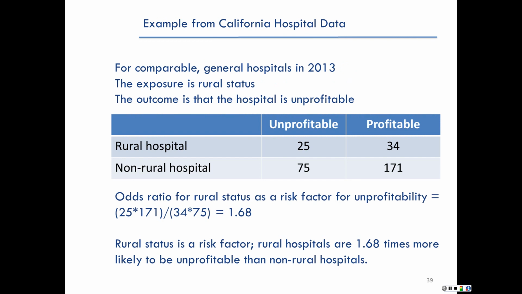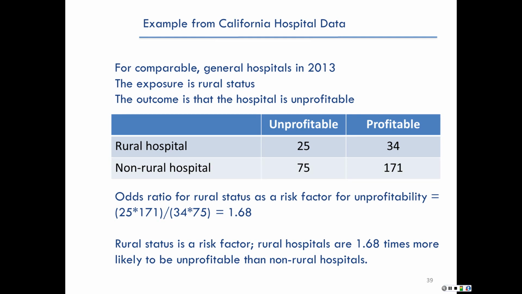Okay, so let's look at an example here, and hopefully that will help make it clear. We're looking here at comparable general hospitals in 2013 from the California hospital data. Here we're going to call the exposure being in a rural area. So the exposure is rural status, and the outcome is that the hospital is unprofitable. And so we have unprofitable and profitable. And unprofitable is the outcome we're going to construct the odds ratio for.